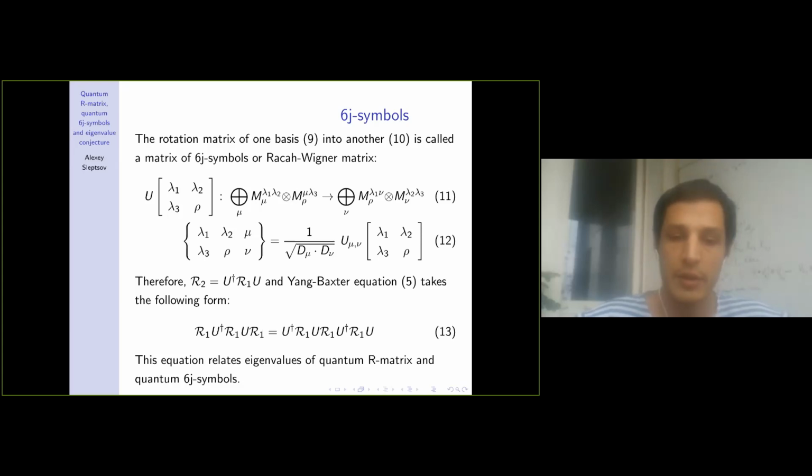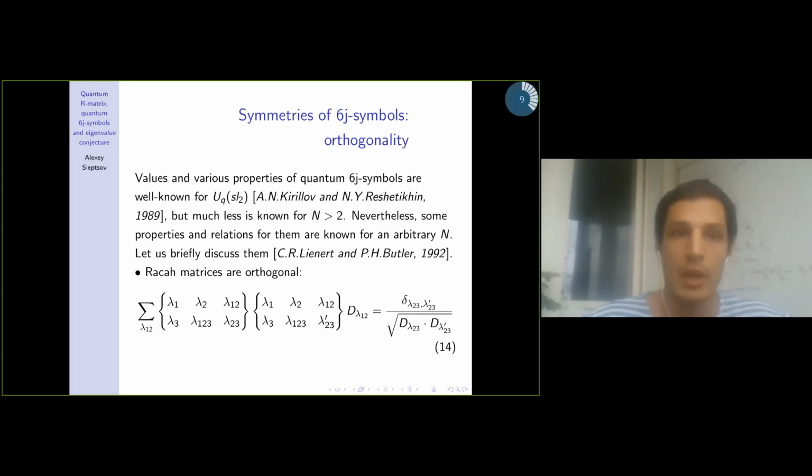And now let us discuss what is known about symmetries of 6j symbols at the present moment. So values and various properties of quantum 6j symbols are very well known for the SL2 algebra, but for higher ranks, much less is known. Nevertheless, some properties and relations for them are known for arbitrary ranks. Let us briefly discuss it.